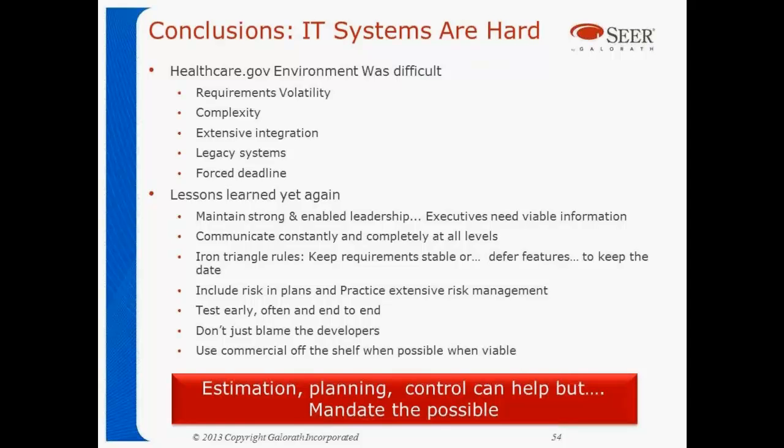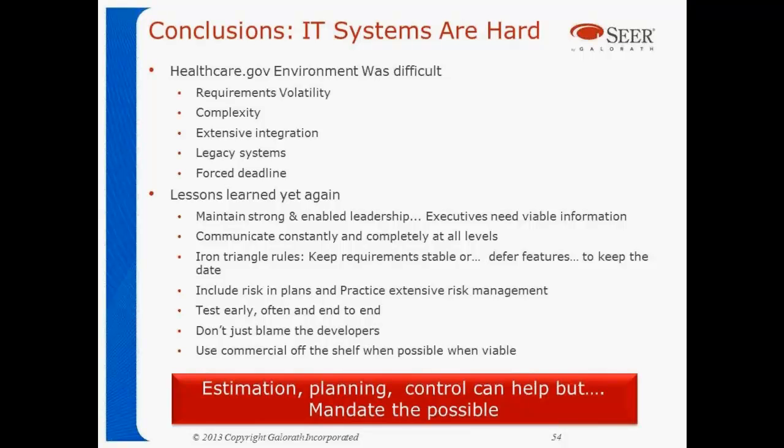So what we've tried to portray here is that HealthCare.gov was extremely difficult. There were volatile requirements, huge complexity, extensive integration, legacy systems, and enforced deadlines that may not have been achievable. And the lessons learned yet again that we see happen in programs. We need strong leadership, and executives need viable information to make decisions. Communication is critical at all levels. Communication is costly as well, but not communicating can get programs in big trouble. The iron triangle rules. You can have it fast, you can have it cheap, you can have it good. You can't have it all at once with a fixed date.